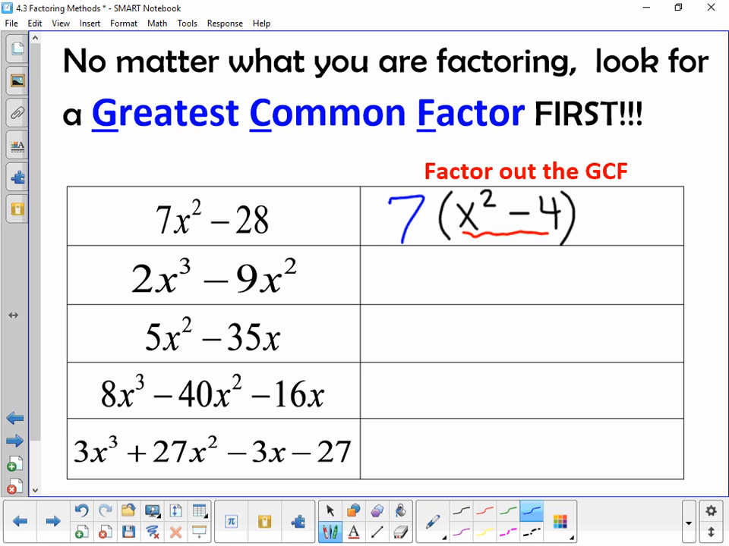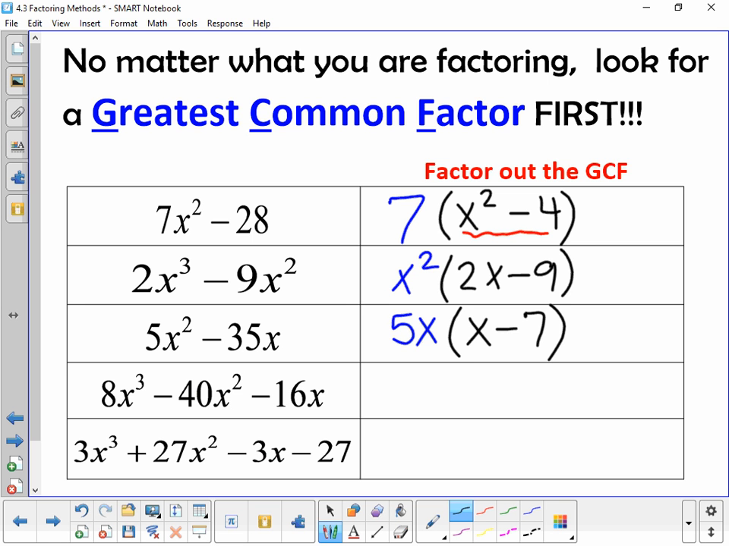So in this next one, 2x to the third minus 9x squared, you might notice that they have a common factor of x to the second power, and that would leave a 2x minus 9. This third one, 5x squared minus 35x, both terms have a factor of 5 and both also have an x. And in this case, if we factor out a 5x, it leaves behind an x minus 7.